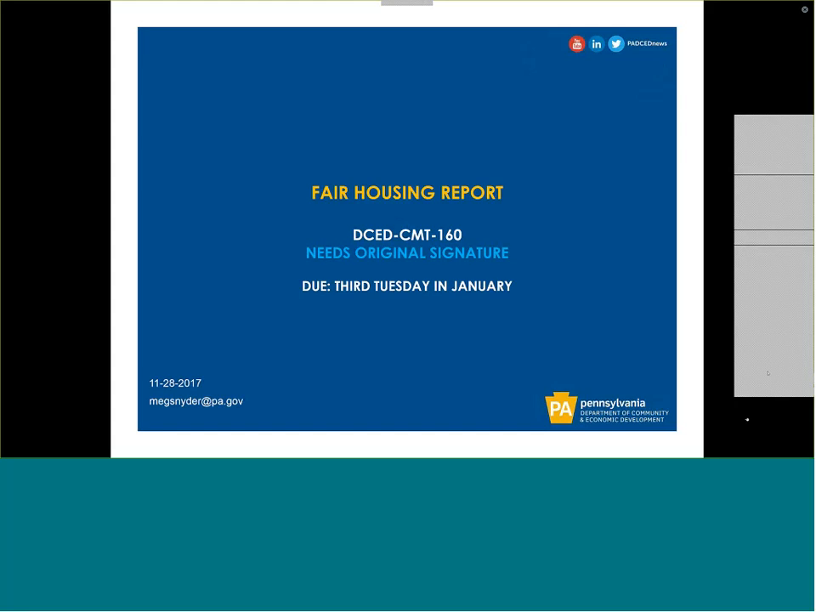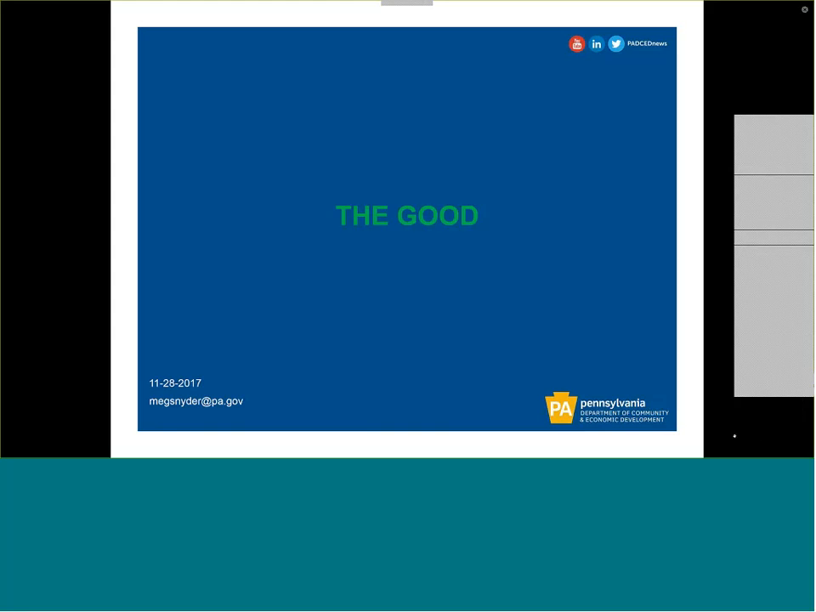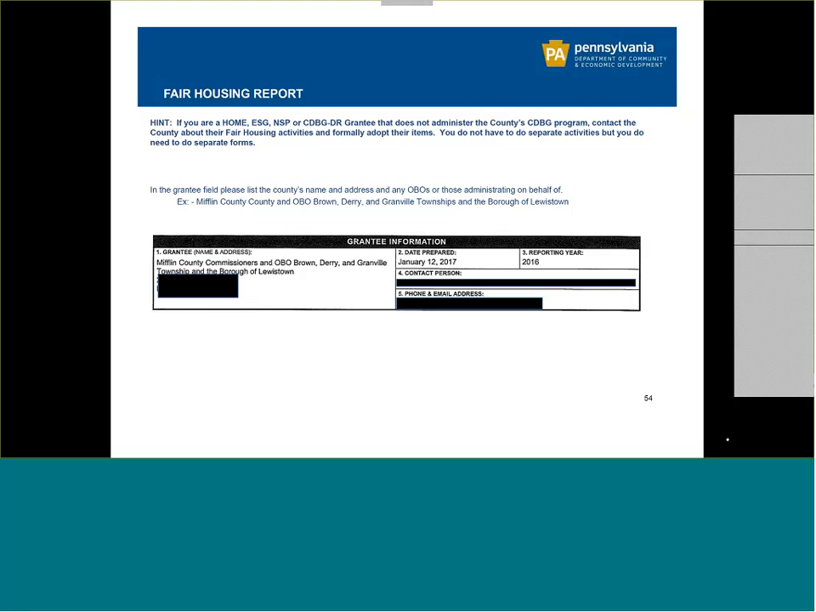All right, now we're going to move to the Fair Housing Report. As it says there, it does need the original signature, and it is due the 3rd Tuesday in January. We have some real good examples on this one. First is the good one, and here it shows the grantee's name and how to do the OBOs that go along with that. They have 3 townships and a borough, and it's listed.